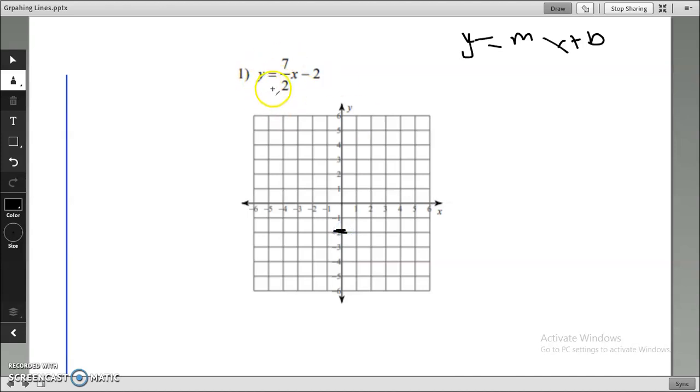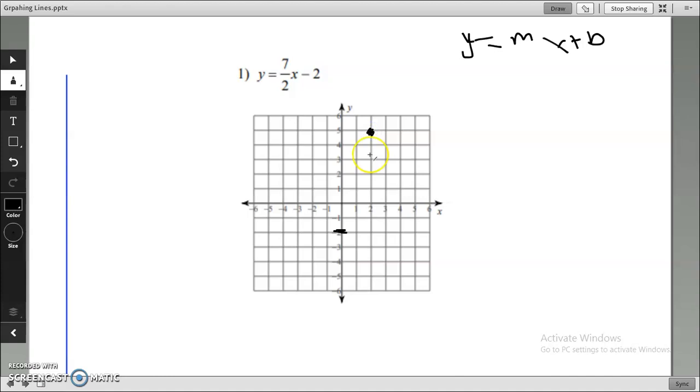Then my slope tells me how much to rise up and run over. And it also lets me know I'm going in a positive direction. So I'm going to rise up 7. So that's 1, 2, 3, 4, 5, 6, 7. And I'm going to go over 2. 1, 2. So here's my next point.